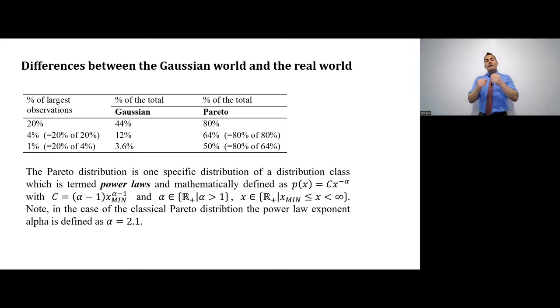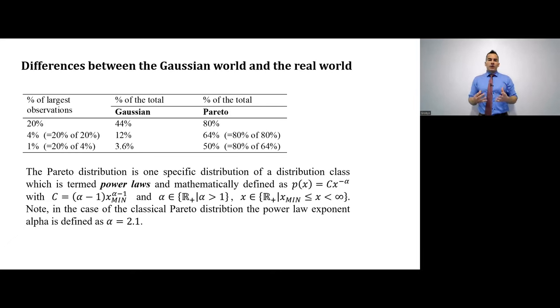Yeah. And now, this is the interesting part of the Pareto distribution, or of this distribution class. Once we know that 20% of the largest observations correspond to 80% of the cumulative total, then we also know that the largest 20% of the largest 20% correspond to 80% of 80%. So this is one important feature that I would like you to know about the Pareto distribution, or this distribution class, which is obviously very different from the Gaussian world. We will also come back to that later. So 80% of 80% is 64%. So we see there's a much higher degree of concentration.